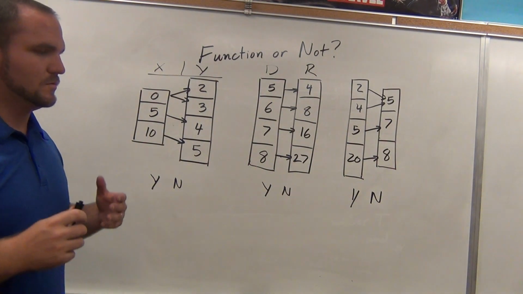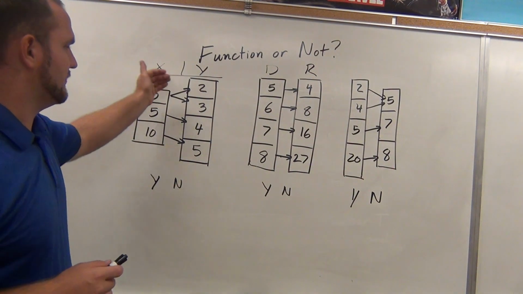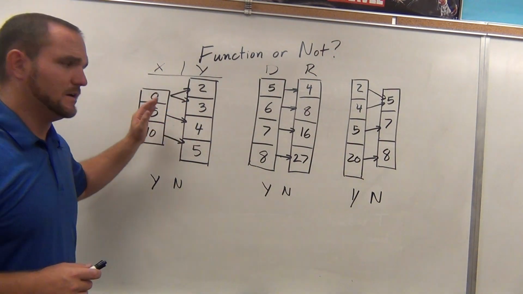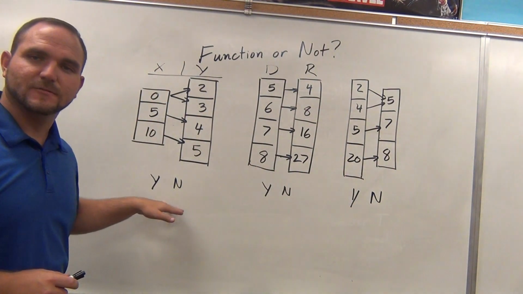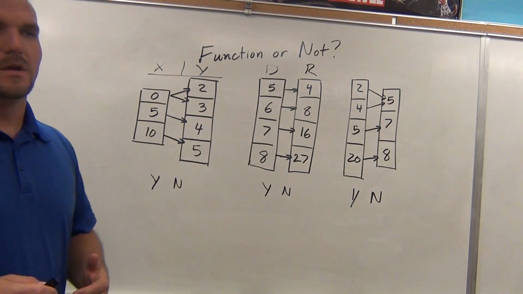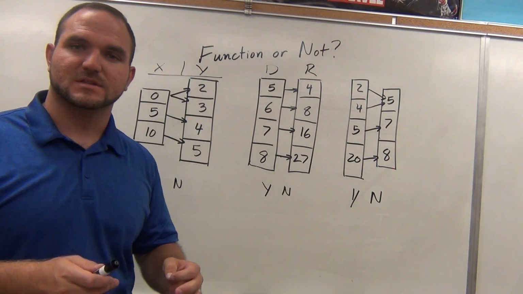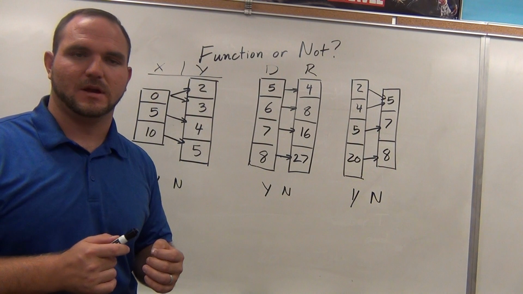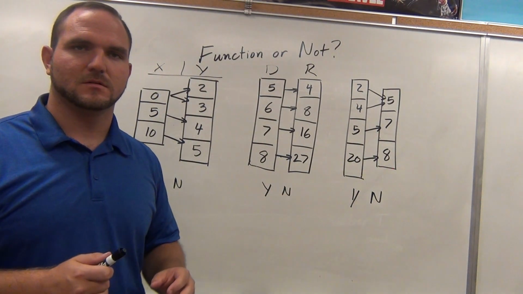Usually what the problems do is they'll give you a table that looks like this, and they'll have lines or arrows that point from this side to that side, and it will say, is this a function or not? Now, a function has one output for a specific input. So let me say that again, one output for a specific input.